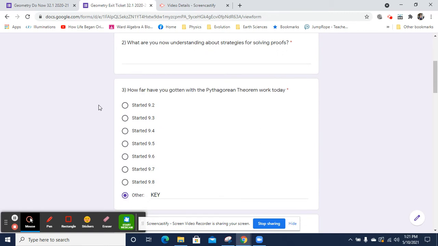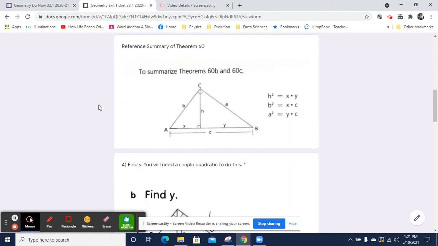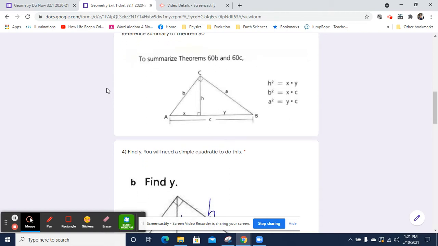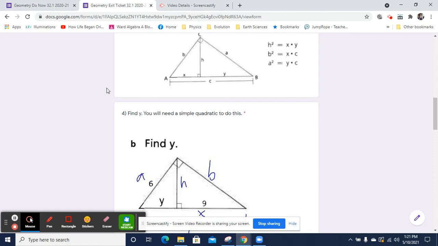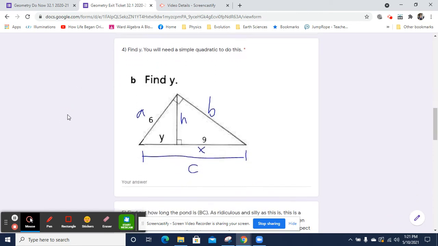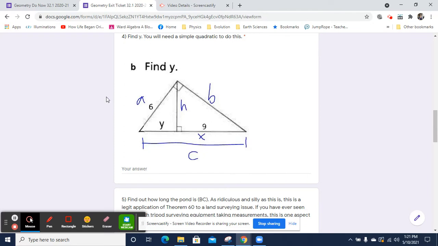Let's take a look at what we got going on here. So we've got this little summary of the Theorem 60, parts B and C, which gives you all the proportions and all the formulas that you need. So we need to find y in this one. You may need a simple quadratic. There might be a path that doesn't, but feel free to show me that if you see it.